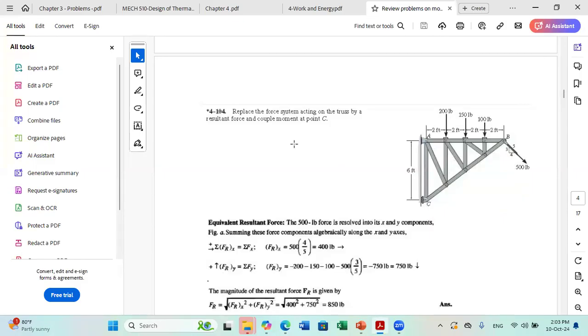For example, replace the force system acting on the truss by a resultant force and couple moment at point C. Okay. Since in the YouTube playlist, I already solved this about C, let us change the question. So for example, I can ask you now to reduce the system about A, at point A. So the method is always the same.